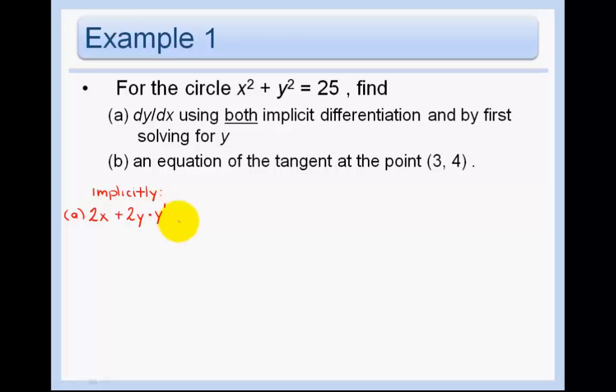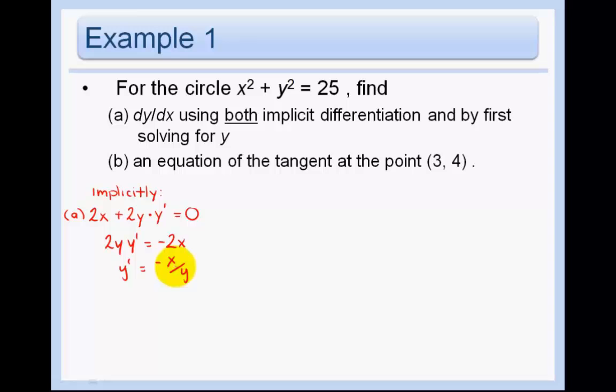That's just like a chain rule right there. The y has an x inside of it. We cannot forget to take the derivative of its baby. It's a chain rule kind of thing. And then the derivative of 25, a constant, is just 0. So if we solve for y prime, 2y y prime equals negative 2x, y prime equals negative x over y.